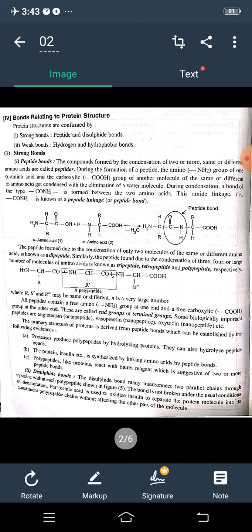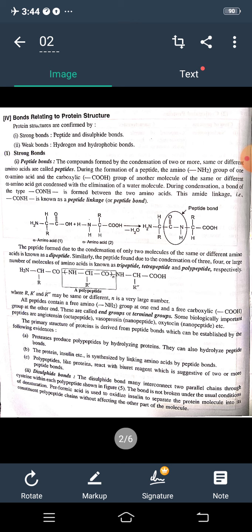Peptide bonds. The compounds formed by the condensation of two or more, same or different, amino acids are called peptides. During the formation of a peptide, the amino NH2 group of one alpha amino acid and the carboxylic acid group of another molecule of the same or different alpha amino acid get condensed with the elimination of a water molecule. During the condensation, a bond of the type CONH is formed between the two amino acids. The amide linkage CONH is known as peptide linkage or peptide bond, as shown in the figure with arrow.